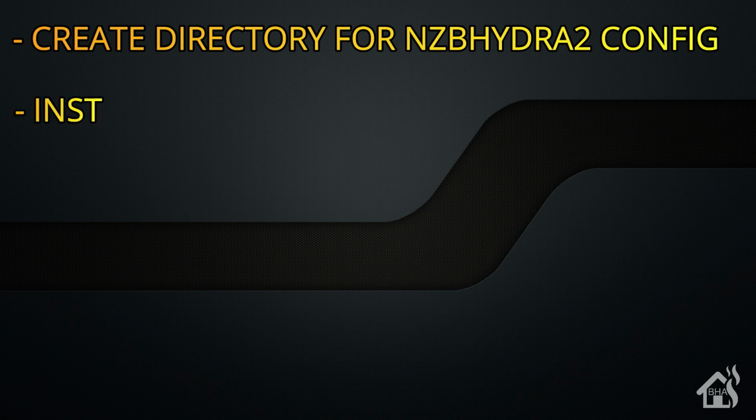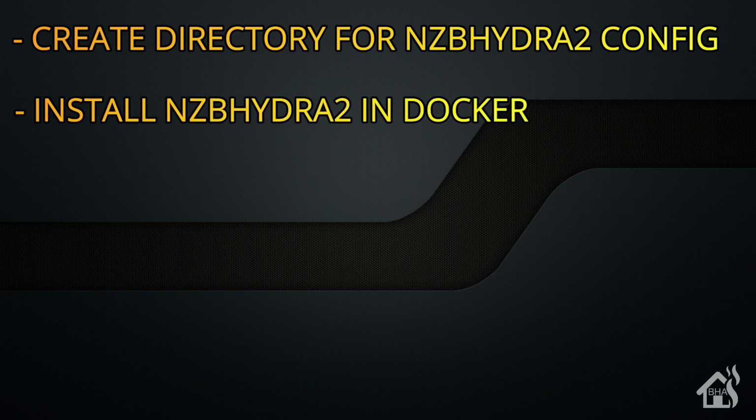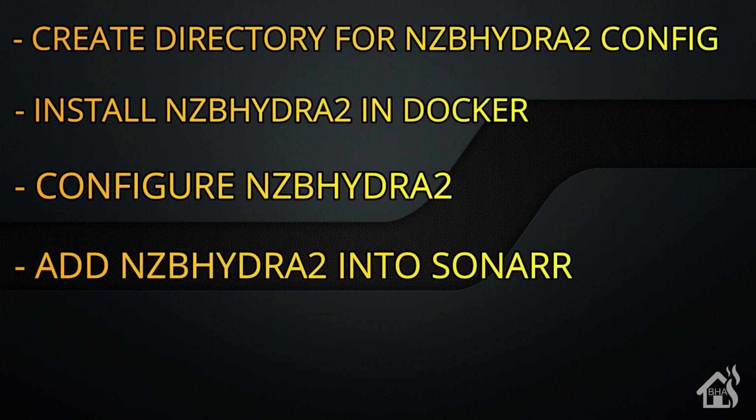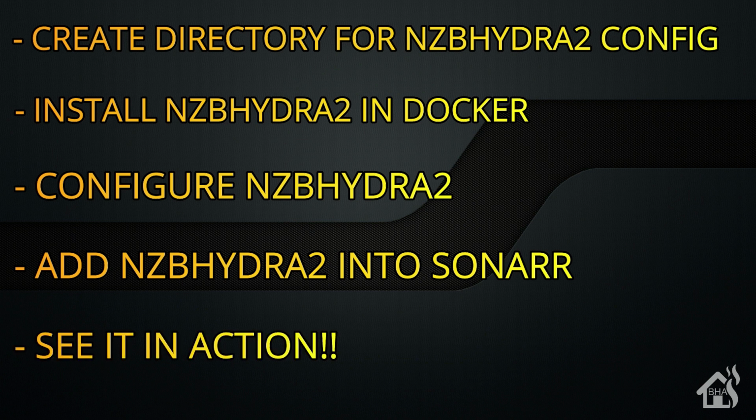Once we do that, we're going to install NZBHydra2 in Docker. Once it's installed, then we will configure it. Basically, the only thing that really needs to be done is to add all of our indexers. Once that's done, we will add NZBHydra2 into Sonarr as an indexer. And lastly, I'll show you what that looks like in action. So let's get started.